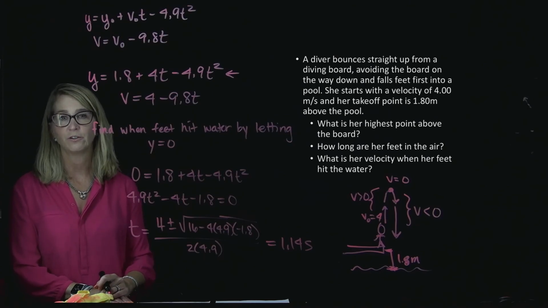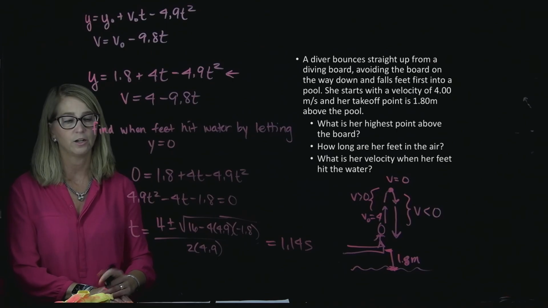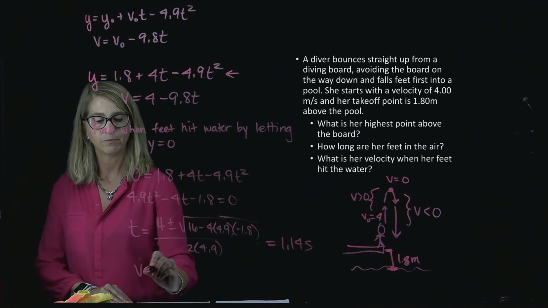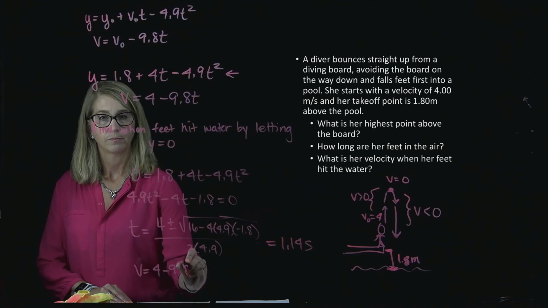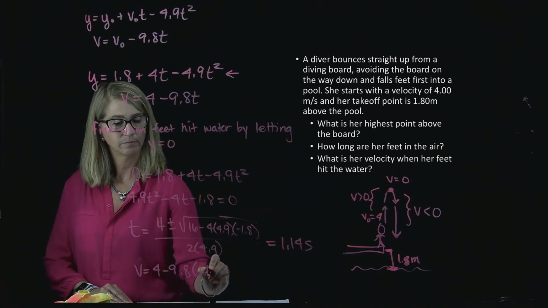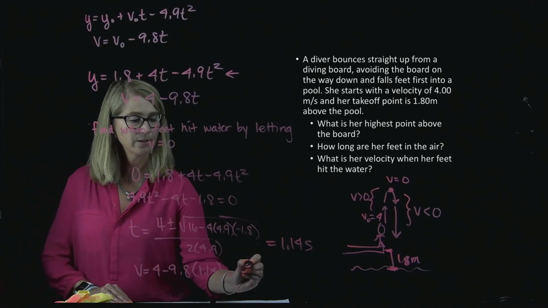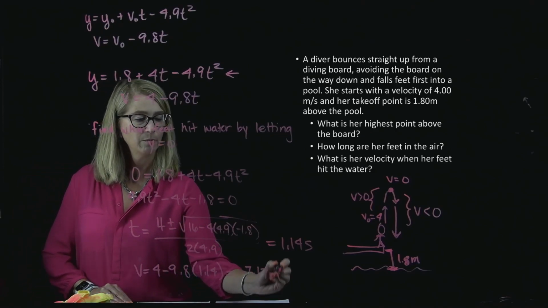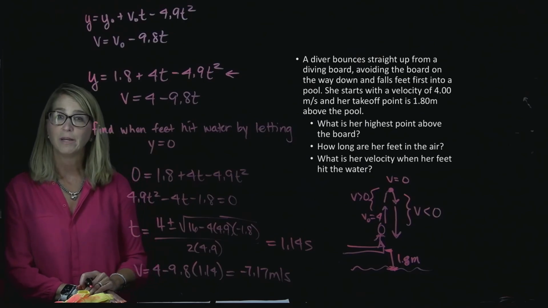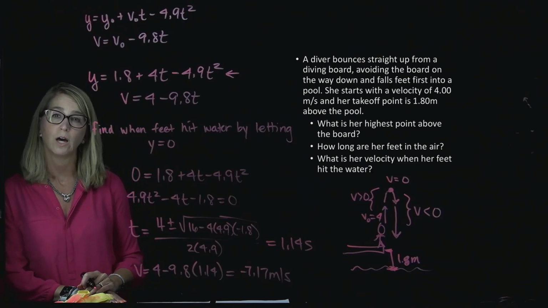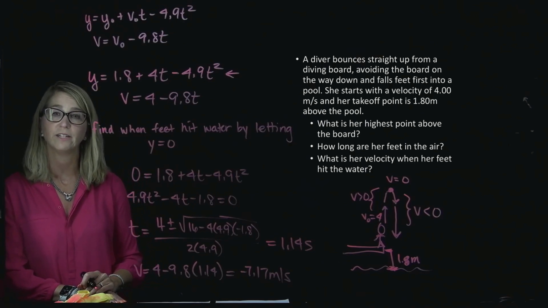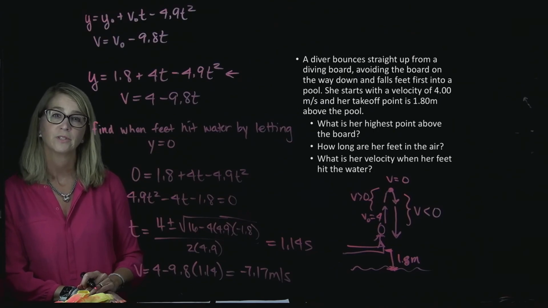Then if I want to find her velocity when her feet hit the water, I already know the time. And I use my velocity expression, and I get minus 7.17 meters per second. And that makes total sense because when she hits the water, she's moving downward, so she should have a negative velocity.